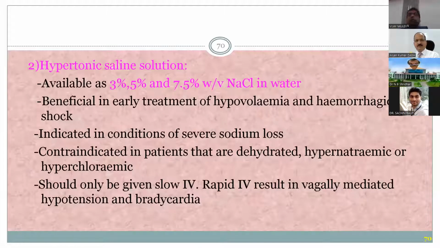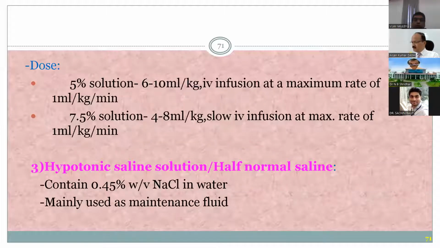Whereas the hypertonic saline solutions are available as 3%, 5%, or 7.5% sodium chloride in water. These are indicated in different types of dehydration. They should only be given by the IV route, not subcutaneous or other routes. One should always avoid rapid IV injection, because it results in vagally mediated hypotension and bradycardia. The dose is, for 5%, 6 to 10 ml, and for 7.5%, 4 to 8 ml per kg per hour.